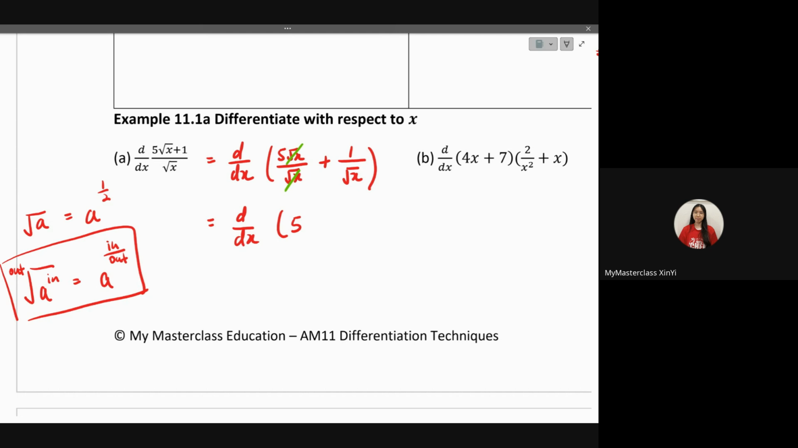So plus x to the power of negative half. Differentiate the constant, 0, don't need to write. Differentiate this one, bring down the power, reduce the power by 1.